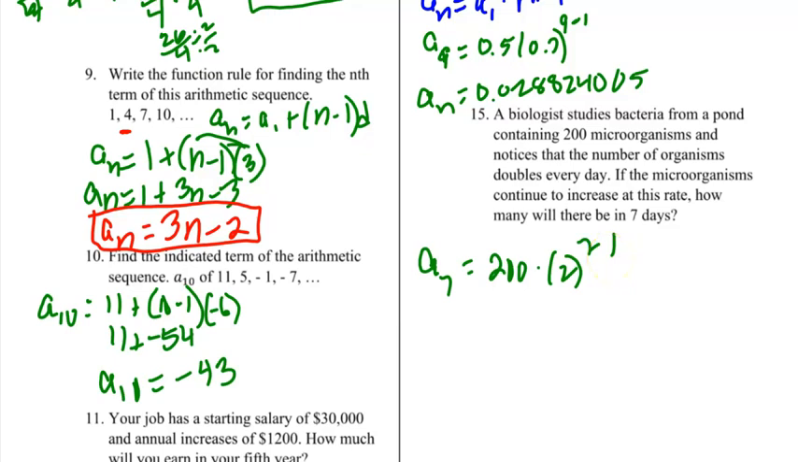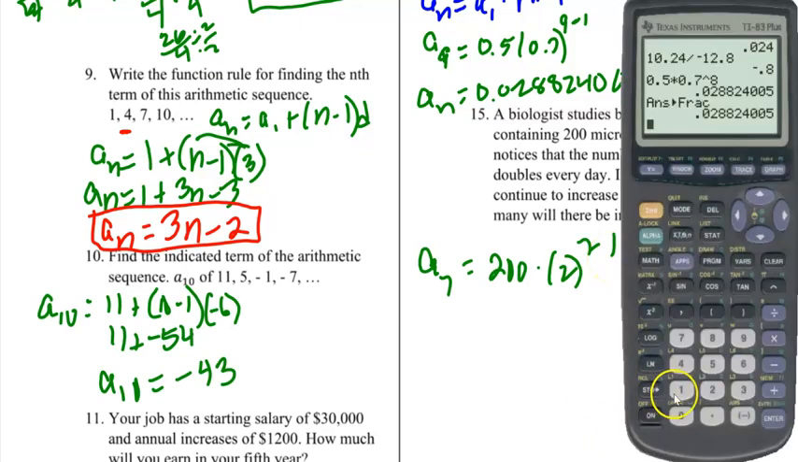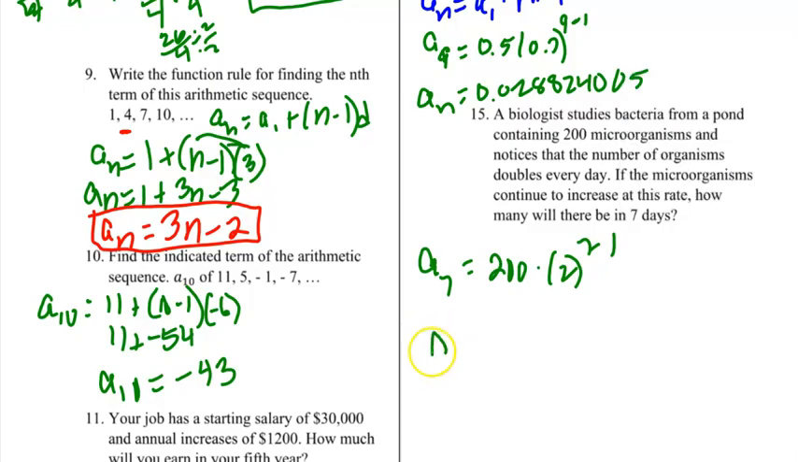So on our calculator, we got 200 times 2 raised to the 6th power, and that's going to give us 12,800. And that would be microorganisms.